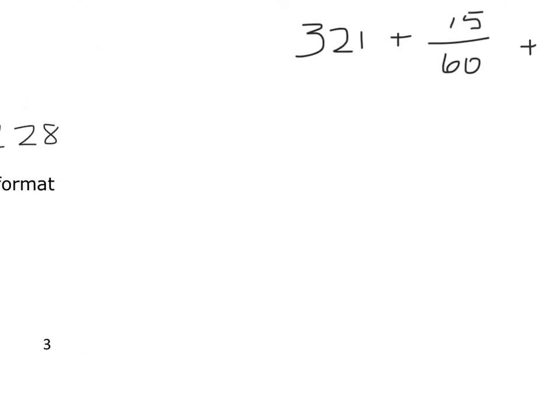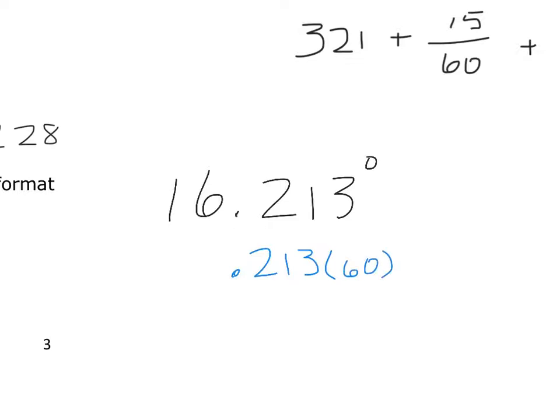Now we're going to go in the other direction. Suppose I have 16.213 degrees and I want to turn it into degrees, minutes, and seconds. The way I do that is I'm going to totally ignore the 16 for right now. I'm just going to take the 0.213 and multiply it by 60. So somebody with a calculator, take the 0.213 and multiply it by 60. 12.78. So that becomes 12.78 minutes.